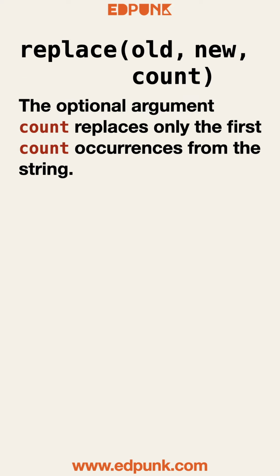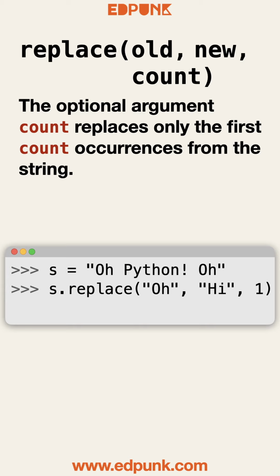An optional argument count can also be provided, which replaces only the first count occurrences from the string. Let us take the previous example string o-python-o. Now, s.replace o, hi, 1 replaces only the first occurrence of string o with hi. So, the result returned is string hi-python-o.